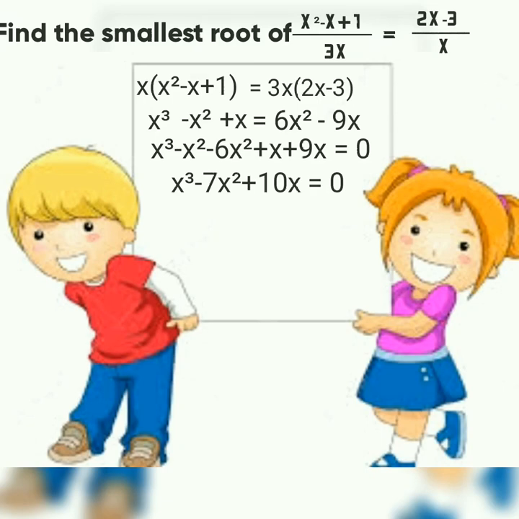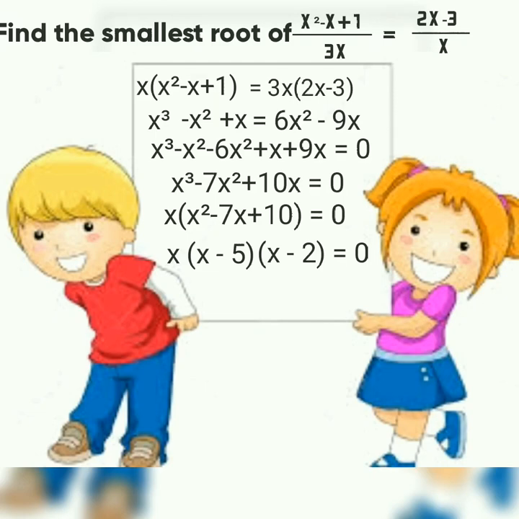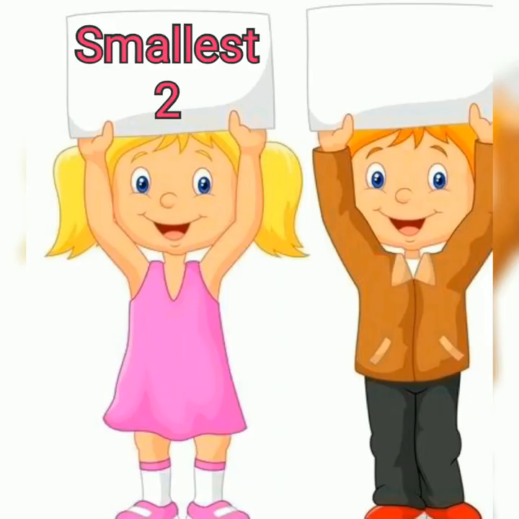To make factoring easier, get the common factor, which is x. So that will be x times the quantity of x squared minus 7x plus 10 is equal to 0. Since we have a quadratic equation, we can factor it. The factor will be x times the quantity of x minus 5 times the quantity of x minus 2 is equal to 0. The roots of the given equation are 0, 5, and 2. The smallest is 2, since 0 will make the given undefined.